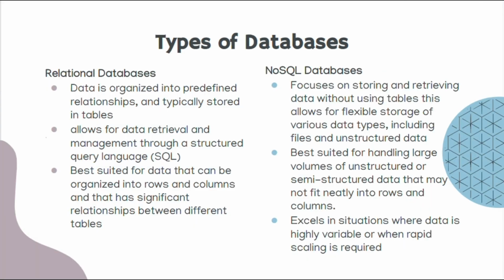The types of databases I'll be discussing are relational databases and NoSQL databases. A relational database is organized into predefined relationships, and the data is typically stored in tables that are organized into columns and rows. This allows for data retrieval and management through the use of a structured query language, or SQL. This is best suited for data that can be organized into columns and rows and has a significant relationship between your tables. An example of a relationship is the relationship between customer orders, inventory records, and customer information.